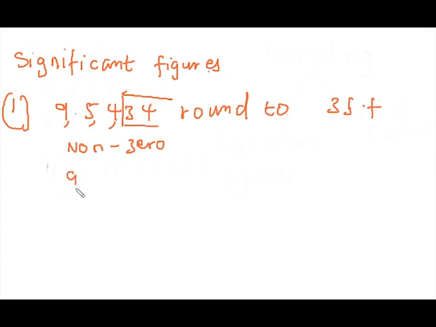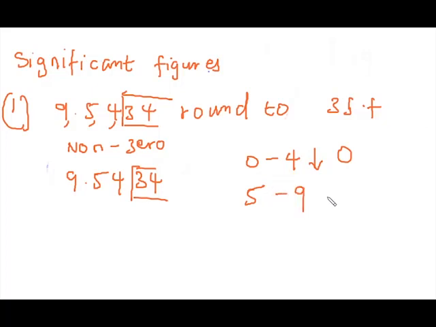But before we eliminate it, we have 9.54. We need to eliminate 3 and 4. But before we eliminate 3 and 4, we have to pick the first number here and round the number. So for us to round this number here, the first number to be eliminated here, we have a kind of pattern to follow. 0 to 4 are rounded down to 0, right? So other numbers from 5 to 9 are rounded up to 1.